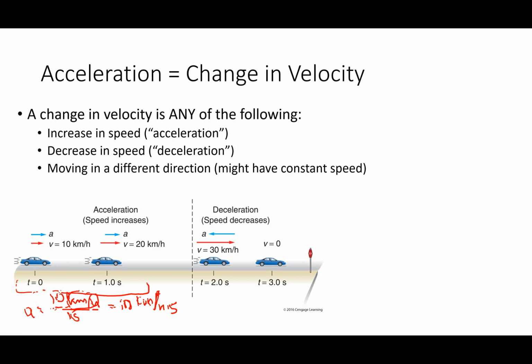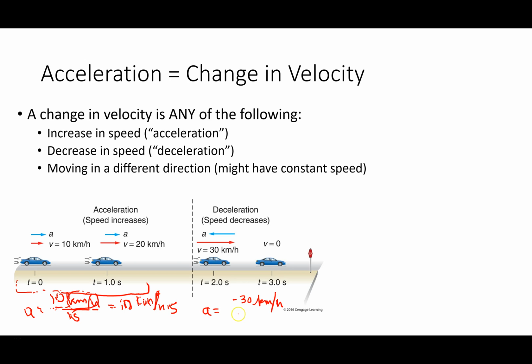So over here, acceleration is the change in velocity. We'll talk about this more, but actually it's a negative 30 kilometers per hour. The change in velocity is negative 30 kilometers per hour. What was the time interval over which the change occurred? 1 second.